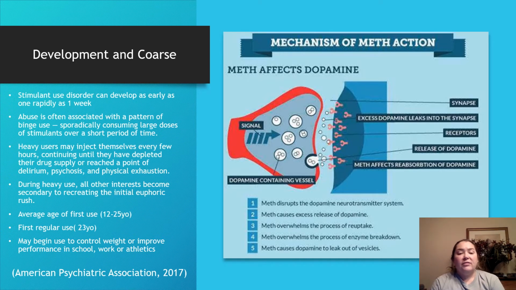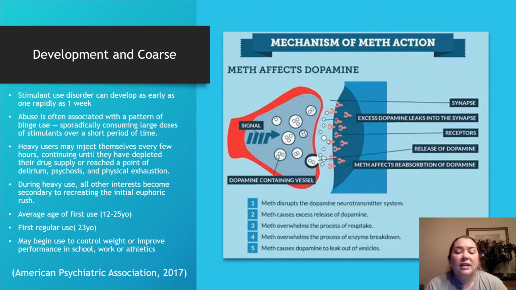Stimulant use disorder can develop as early as one week. Abuse is often associated with a pattern of binge use, sporadically consuming large doses of stimulants over a short period of time. Heavy users may inject themselves every few hours, continuing until they have depleted their drug supply or reached a point of delirium, psychosis, or physical exhaustion. During heavy use, all other interests become secondary to recreating the initial euphoric rush.